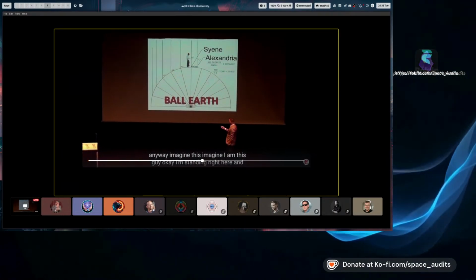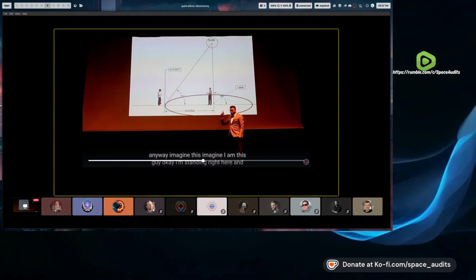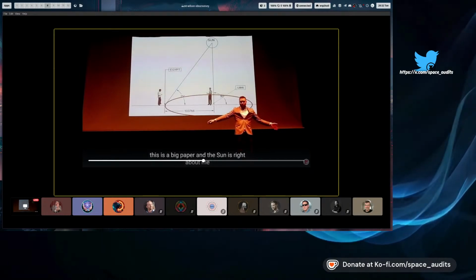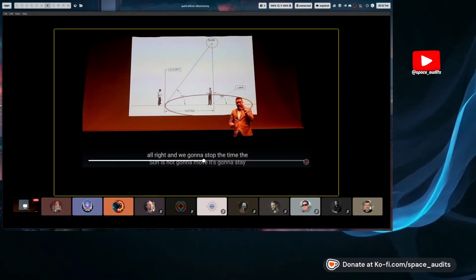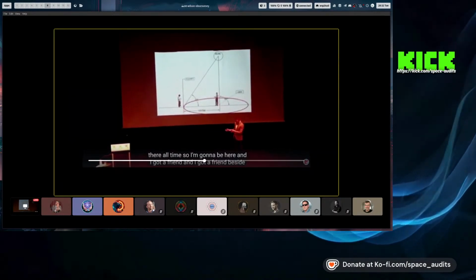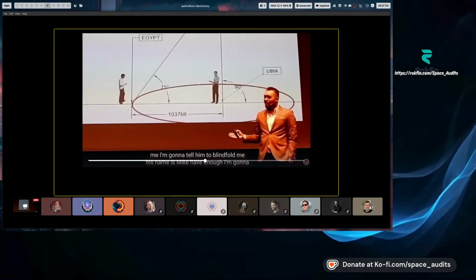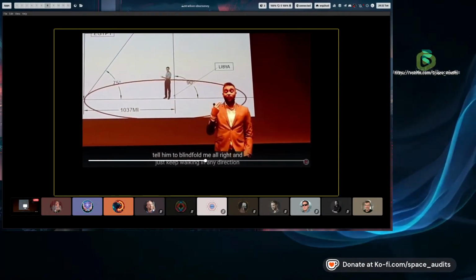All right, so anyway, imagine this. Imagine I am this guy, okay? I'm standing right here, and this is a big paper, and the sun is right above me, all right? And we're going to stop the time. The sun is not going to move. It's going to stay there all the time. So I'm going to be here, and I got a friend beside me. I'm going to tell him to blindfold me. His name is Mike Kavanaugh.